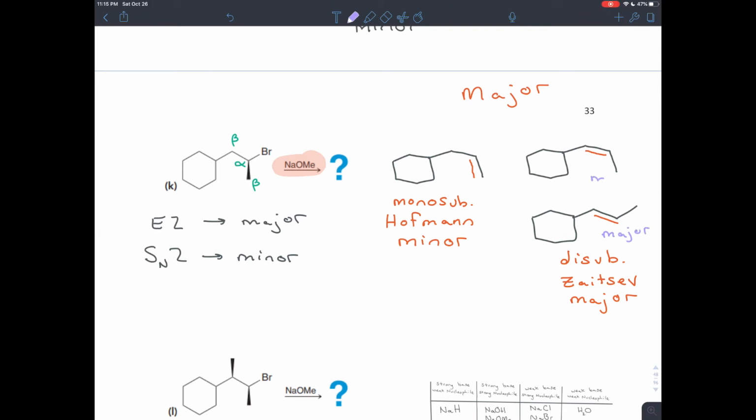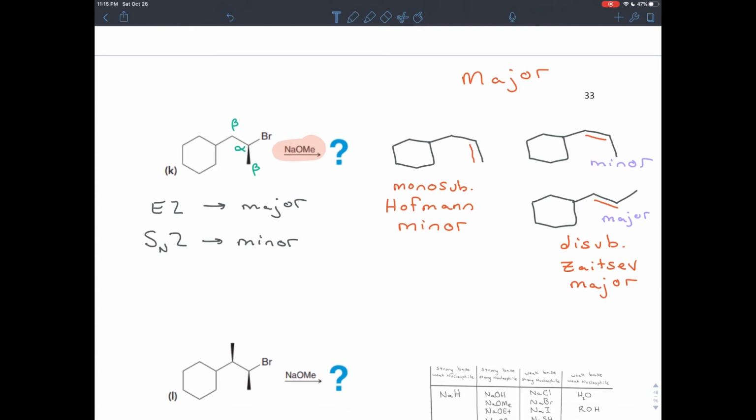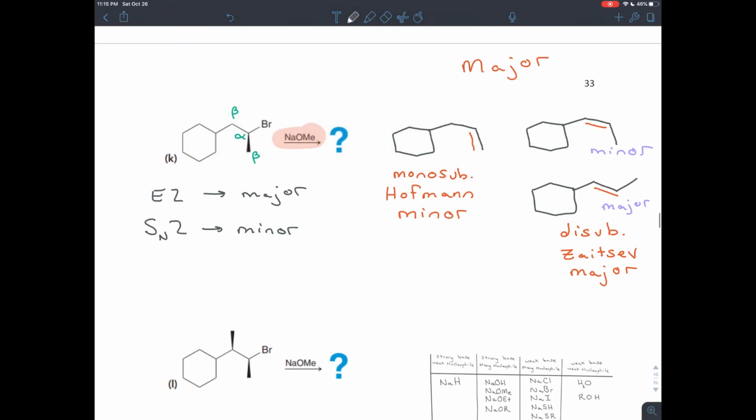The trans form is more stable, and so the major product, and the cis form is less stable, and so the minor product, because it's forcing bulky things to be on the same side of the double bond. So those are our elimination products. We could also have substitution products. You would draw in the same molecule, but instead of the bromine, you have your nucleophile. And notice that the nucleophile here is really methoxide.